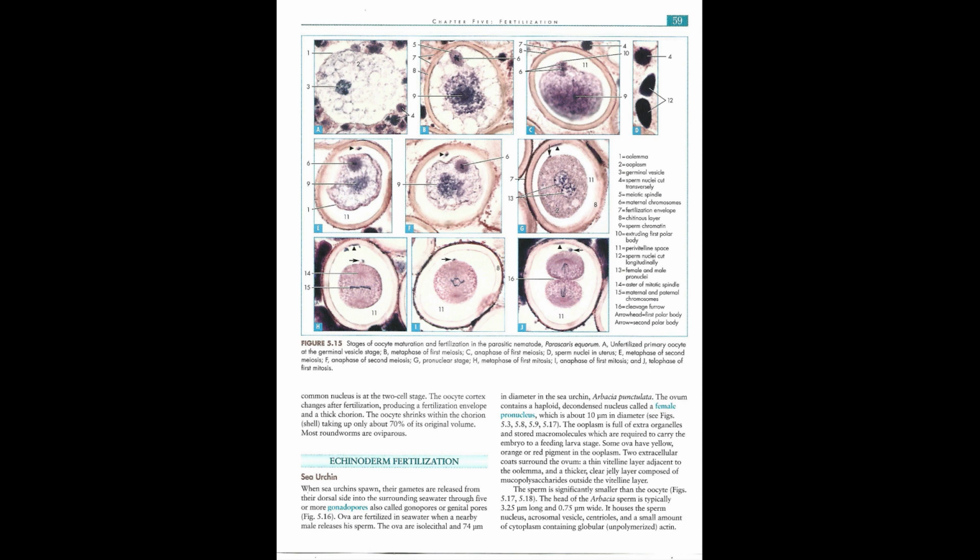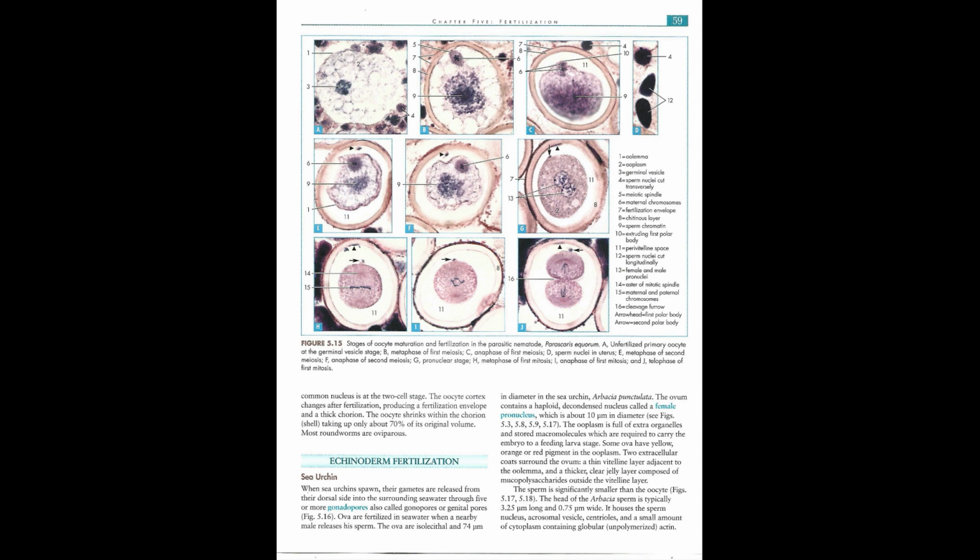The ovum contains a haploid, decondensed nucleus called a female pronucleus, which is about 10 µm in diameter, see Figs 5.3, 5.8, 5.9, 5.17. The ooplasm is full of extra organelles and stored macromolecules which are required to carry the embryo to a feeding larva stage. Some ova have yellow, orange, or red pigment in the ooplasm. Two extracellular coats surround the ovum, a thin vitelline layer adjacent to the oolemma, and a thicker, clear jelly layer composed of mucopolysaccharides outside the vitelline layer.